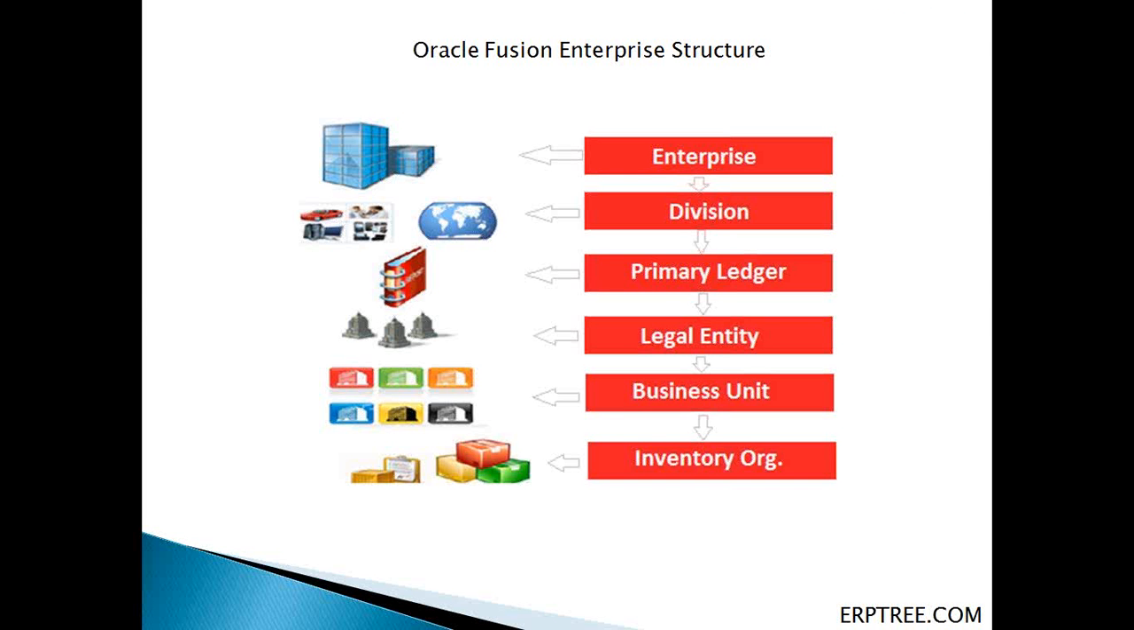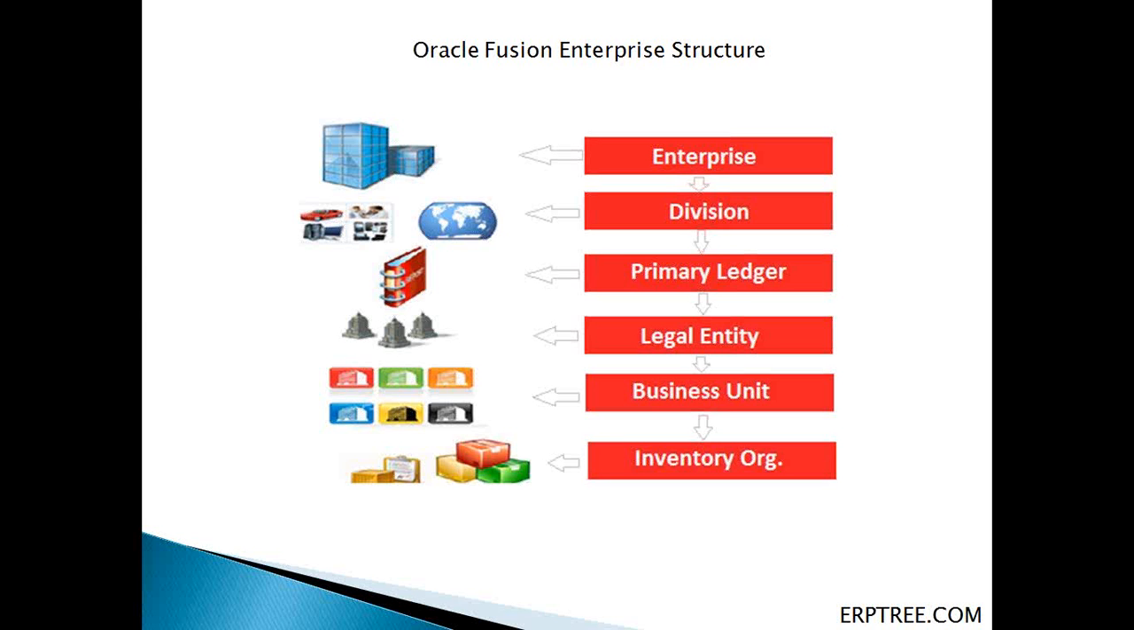And when we talk about enterprise structure, we know what the multi-org structure is in EBS. In EBS, we have a business group. Within the business group, you can have a primary ledger. Under primary ledger, you will have a legal entity. Under legal entity, operating unit. Under operating unit, inventory organization.